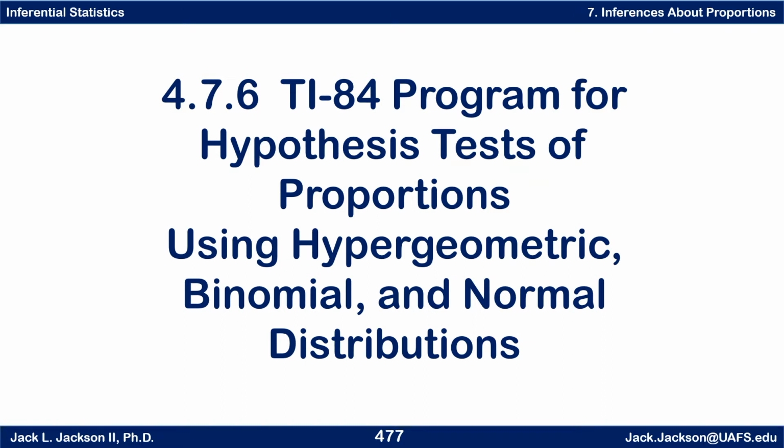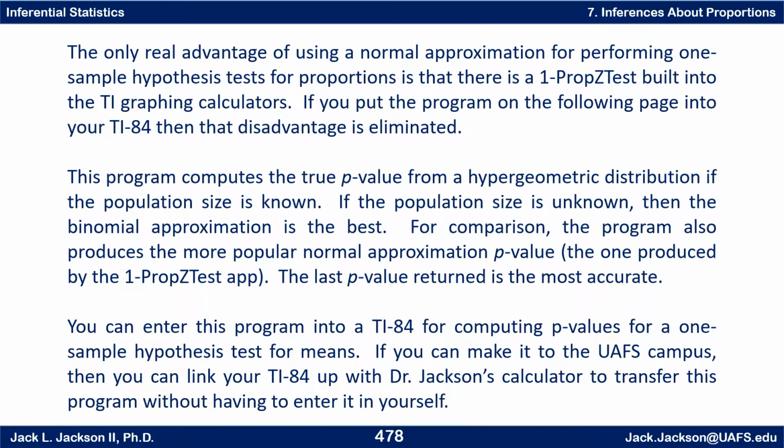In this video, I'm going to go over a TI-84 program for performing hypothesis tests of proportions using hypergeometric, binomial, and normal distributions. This program will help give us the best way to find p-values in these cases. The only real advantage of using a normal approximation for performing a one-sample hypothesis test for proportions is that there's a built-in one-proportion z-test in the TI graphing calculators and other programs. If you put the program on the following page into your TI-84, then the disadvantage is eliminated.